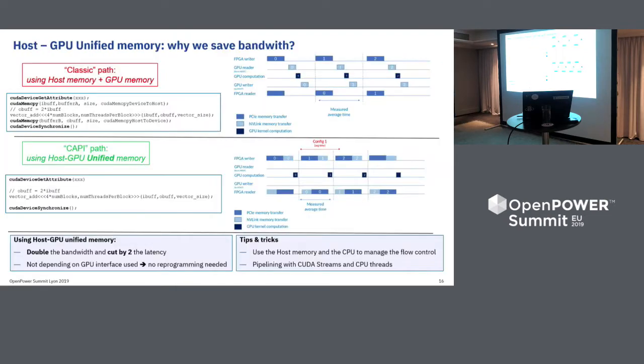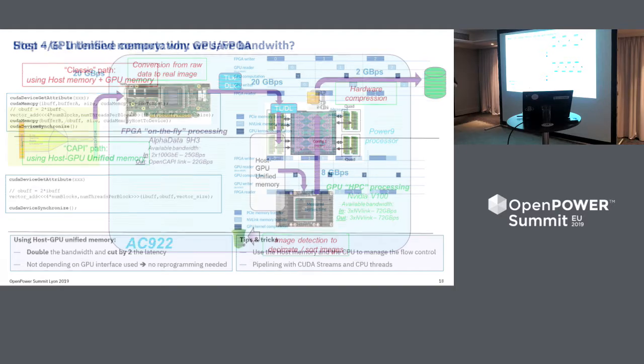The second thing is, as you are still using the CUDA driver on the CPU, as soon as you have everything in memory written by the FPGA, you can then use pipelining, CPU threads, and CUDA pipelining if you want to have multiple processing. So all this can be really optimized once the data are in memory.